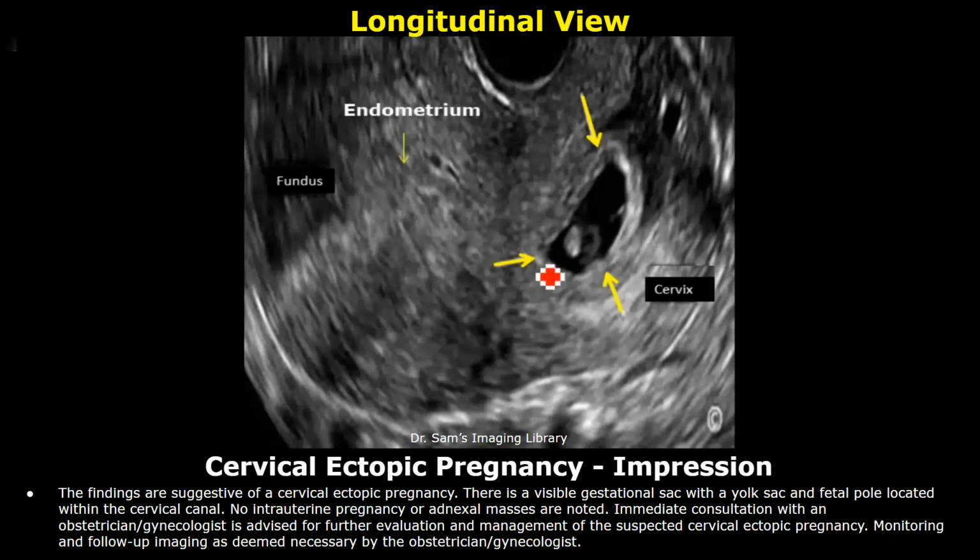There is a visible gestational sac with a yolk sac and fetal pole located within the cervical canal. No intrauterine pregnancy or abnormal masses are noted. Immediate consultation with an obstetrician or gynecologist is advised for further evaluation and management of the suspected cervical ectopic pregnancy. Monitoring and follow-up imaging as deemed necessary by the obstetrician or gynecologist.